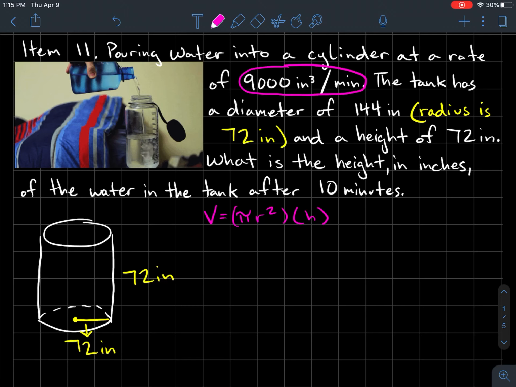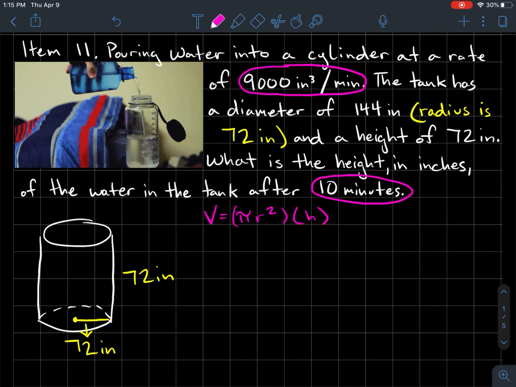Okay, now let's think about this for a second. We want to know, or let's finish reading it. What is the height in inches of the water in the tank after 10 minutes? So after you're pouring water in it for 10 minutes at the rate of 9,000 inches cubed per minute, how much water is going to be in that cylinder is going to indicate how much height it's going to take up of that cylinder.